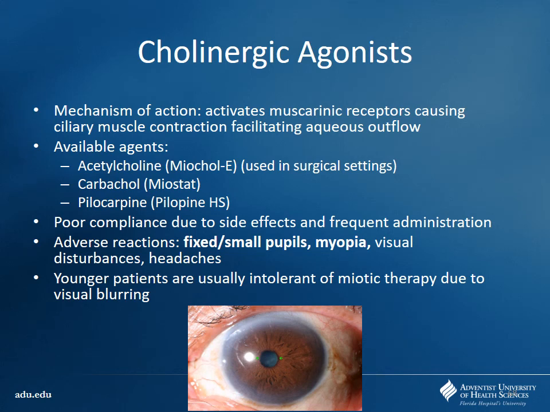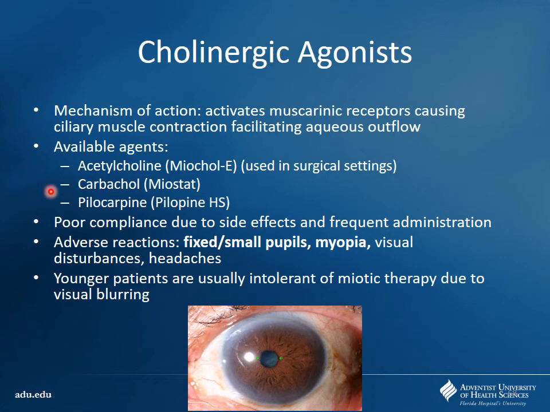Okay, and then also lower line agents we have here, we have our cholinergic agonists, and so these are working specifically to activate muscarinic receptors in the eye. So again, when you have acetylcholine receptors, you have 2 main varieties. You have muscarinic and nicotinic, right?